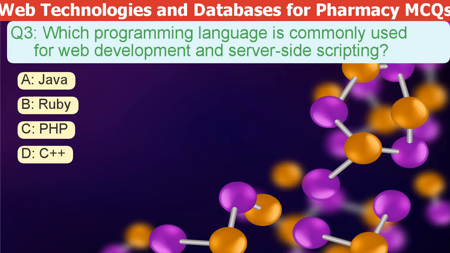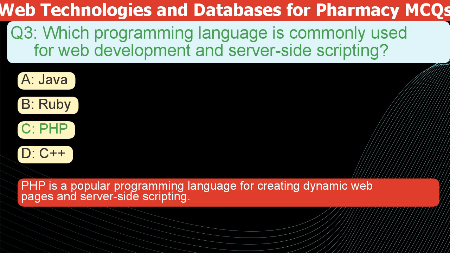Which programming language is commonly used for web development and server-side scripting? A. Java. B. Ruby. C. PHP. D. C. The correct answer is C. PHP is a popular programming language for creating dynamic web pages and server-side scripting.